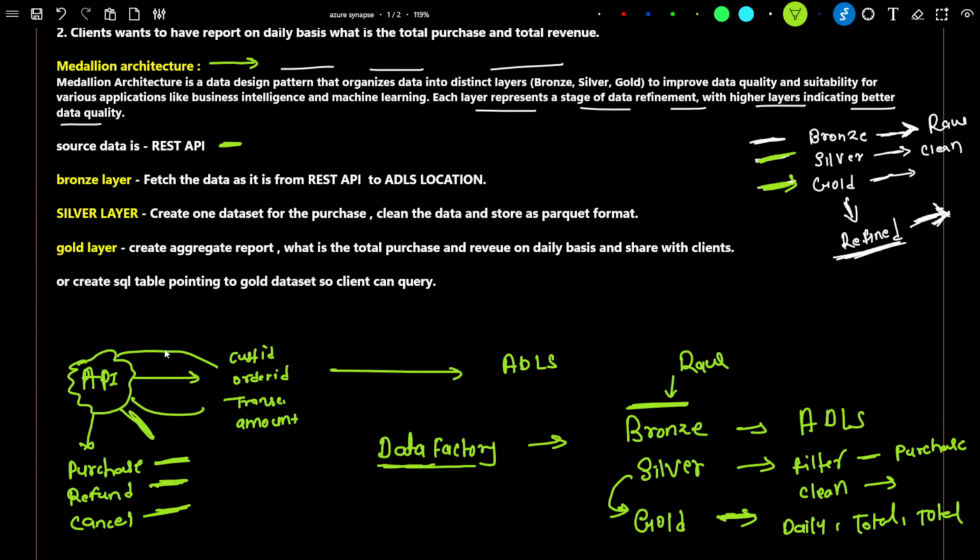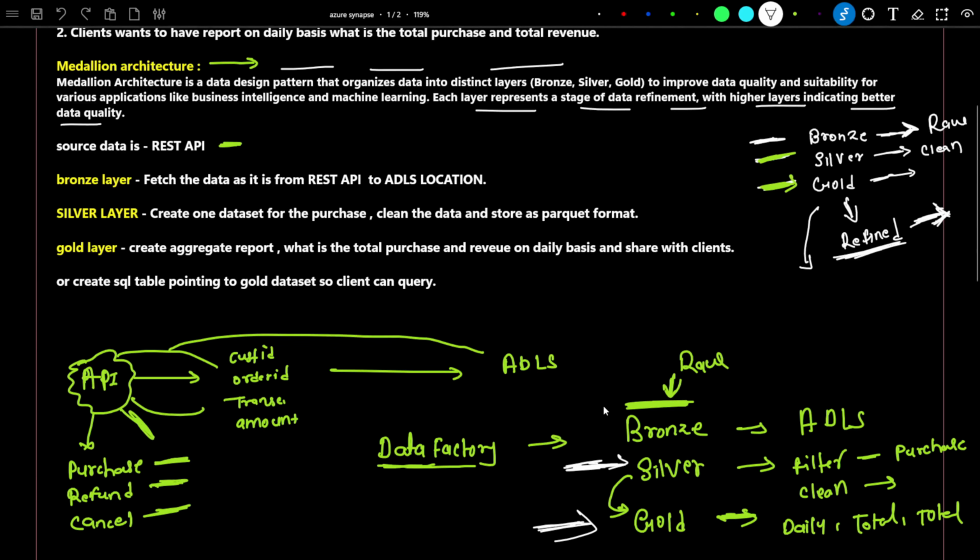From my API we will bring all the data into an ADLS location, that is the bronze layer. So here we will have all kinds of data. Coming to the second layer, the silver layer, we will do some filtering, specific to what business is asking of us. We'll filter the data and clean the data in the silver layer. In the final layer, the gold layer, on a daily basis we'll create a report of the total revenue and the total number of purchases, and we will share it with the partner. So this is the whole project we are going to do.